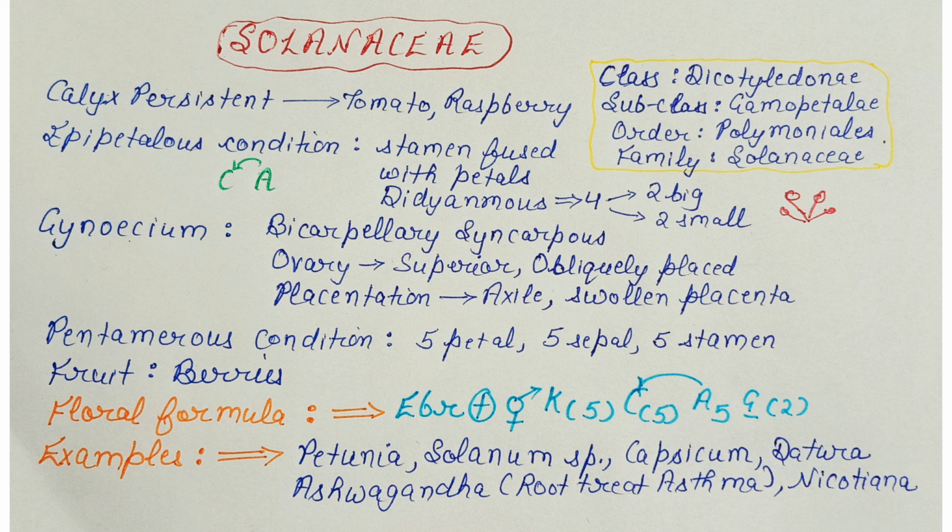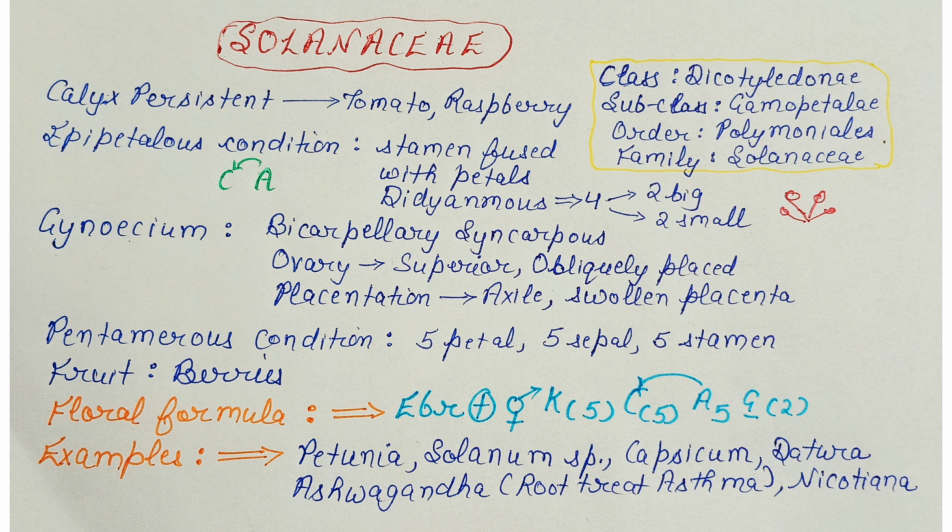Gynoecium is bicarpellary syncarpous. Superior ovary is there and the most important feature is that the ovary is obliquely placed. Another important character is the swollen placenta where the placentation is axile. Pentamerous condition is seen in the Solanaceae family, that is there are 5 petals, 5 sepals and 5 stamens. Fruit in Solanaceae varies.